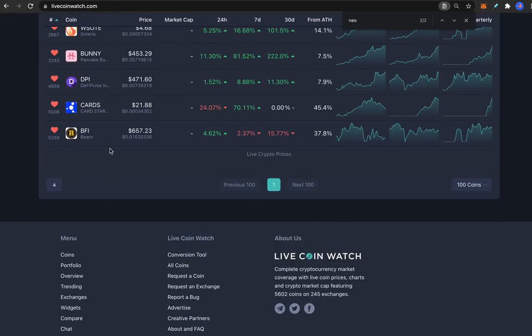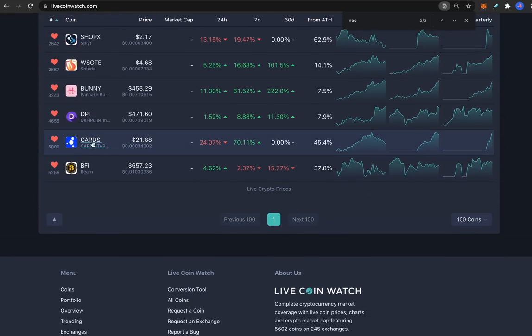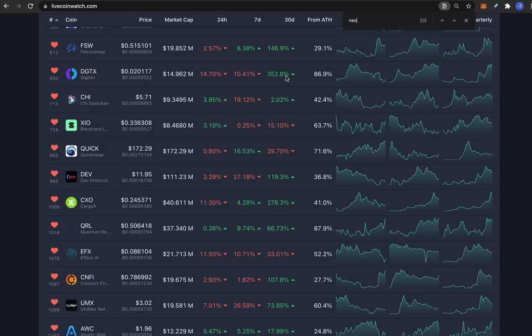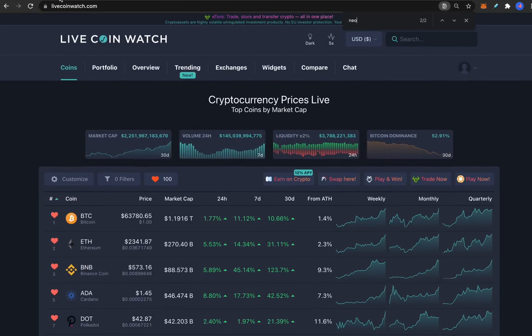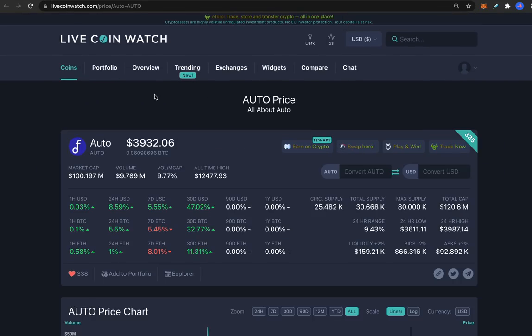Like for instance, if you were looking to get into Cardano, which I talked about a few days ago, it has actually gone down by 45% already. So the entry point is much better right now than it was just a few days ago. Anyway, that's it for that. Let's actually start with the first project. So the first project I want to talk about is something called Autofarm. And on Litecoin Watch, you can see the market cap is $96 million. And that's basically the first thing that I always look at, is the market cap.